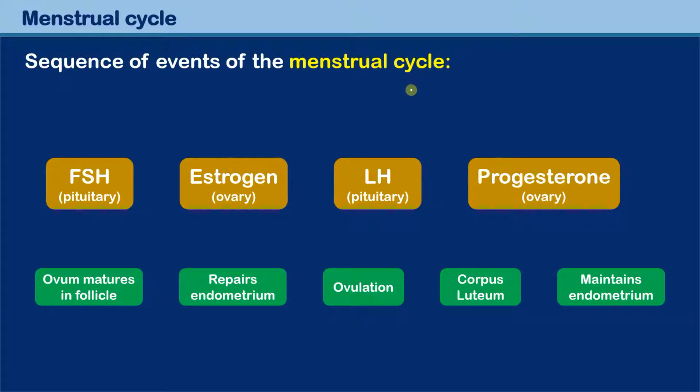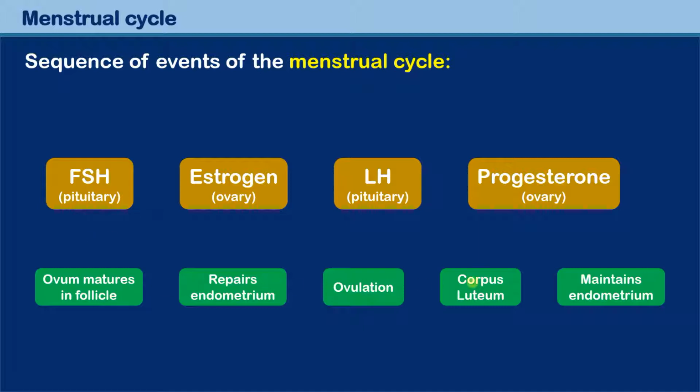There are four important hormones that control the menstrual cycle, and I would like now to explain what they do and the effects of these hormones. What I've got over here is I've named the hormones in these orange boxes: FSH, estrogen, LH, and progesterone. These are the four hormones. And in parentheses, the place where they are made. So FSH, for example, is made in the pituitary gland in the brain.